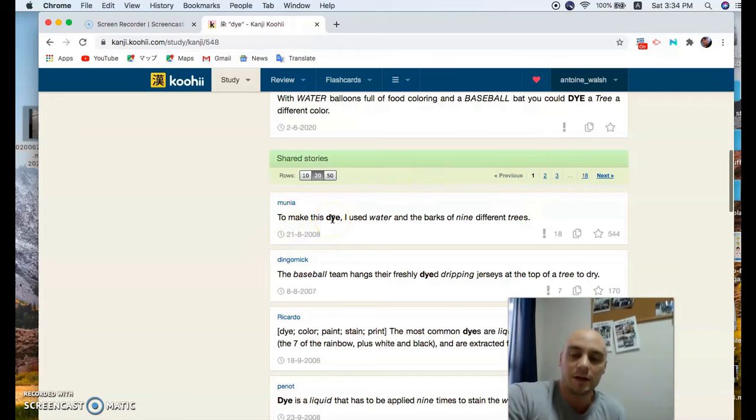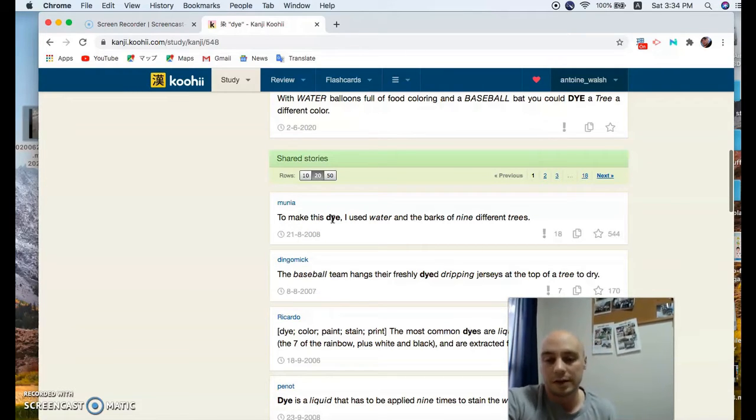So imagine you did this 100 times with 100 different characters, and then you're drilling them, and then you come up to this character, and you don't remember that it's dye, but you're going to recognize the water, the 9, and the tree, and you're going to think, okay, water, 9, tree. Oh yeah, that's right. To make the dye, I used water and the barks of 9 different trees. It's like a hint.